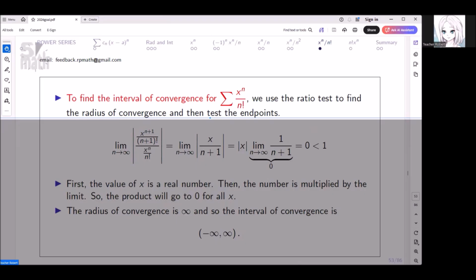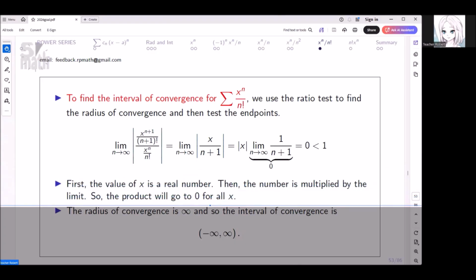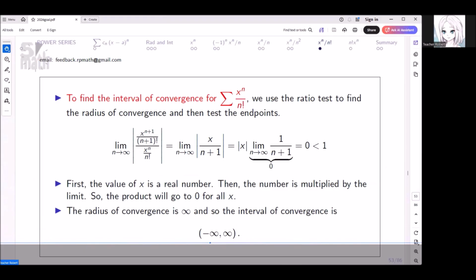To find the interval of convergence of this, we use the ratio test to find the radius of convergence and then test the endpoints. We have the following. First, the value of x is a real number. Then the number is multiplied by the limit. So the product will go to 0 for all x. The radius of convergence is infinity, and so the interval of convergence is this.